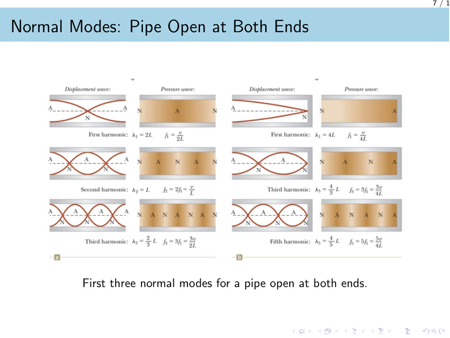Let us visualize these normal modes for a pipe open at both ends. The diagrams show that for the first harmonic, the wavelength equals twice the length of the pipe. For the second harmonic, the wavelength is equal to the length itself, and the frequency is twice the fundamental. By the third harmonic, the wavelength is 2/3 of the pipe length, and the frequency is 3 times the fundamental. In the displacement graphs, you can see the antinodes at the ends, while the pressure diagrams show nodes at the openings and antinodes in the center.